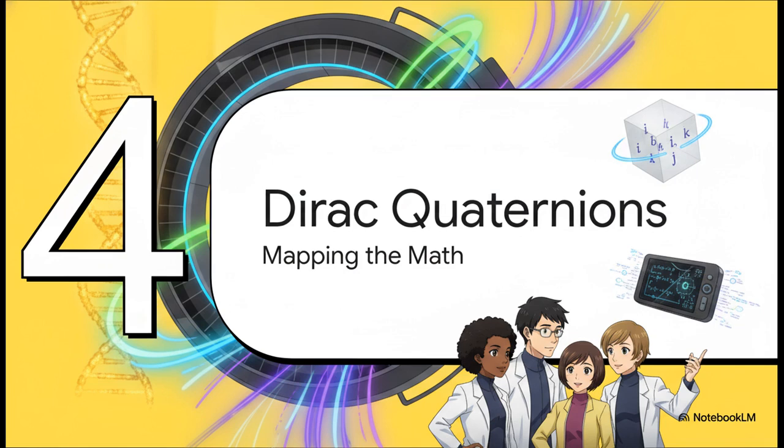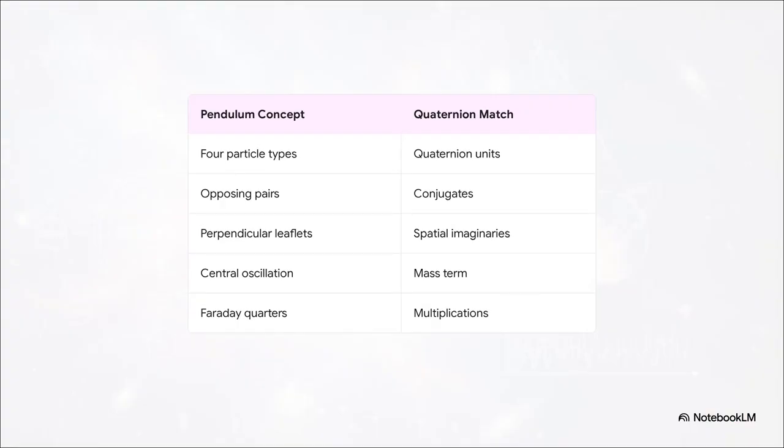Mapping the math. The paper boasts an absolutely incredible one-to-one mapping with Dirac's quaternion mathematics, which is a system used for encoding four-component spinors. The physical geometry translates flawlessly to the algebra. Check this out. The four particle types map perfectly to the base quaternion units. The opposing orbits become mathematical conjugates.